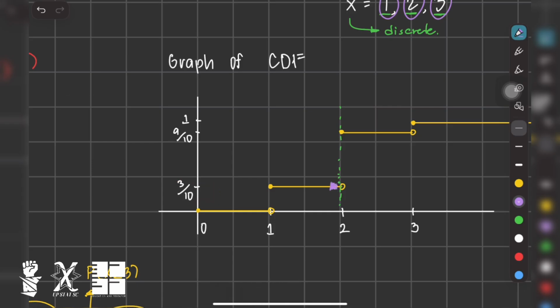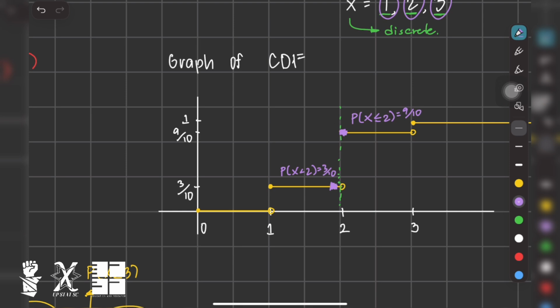But when x is less than or equal to 2, we are including this point, so we are looking at 9 over 10 in that case. So when X is less than or equal to 2, it's equal to 9 over 10. But when X is just less than 2, it's equal to 3 over 10. Now that's the concept of the left limit.